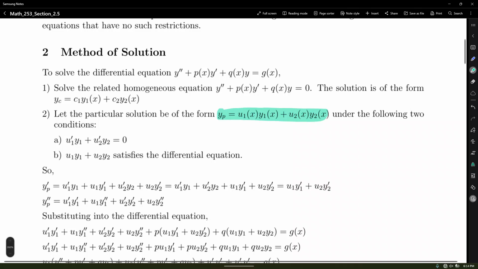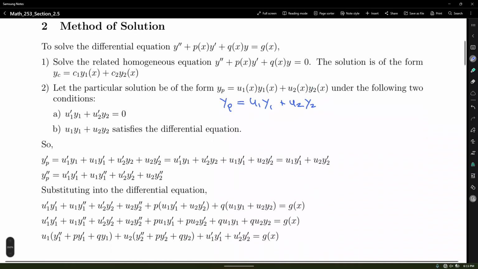And number two, of course, y sub p, because it's part of a linear combination with y sub c, must satisfy the differential equation. So we're going to work with this y sub p, and I'm going to abbreviate it: y sub p equals u1 y1 plus u2 y2. Notice I abbreviated everything in the following steps to avoid too many parentheses, too many x's. It should be understood that everything here is a function of x, or maybe of t, or whatever the independent variable is.